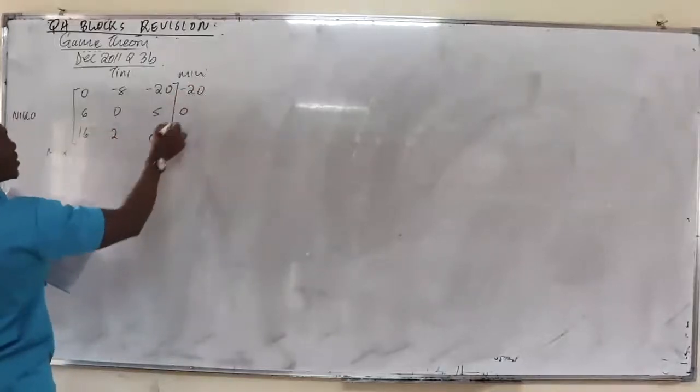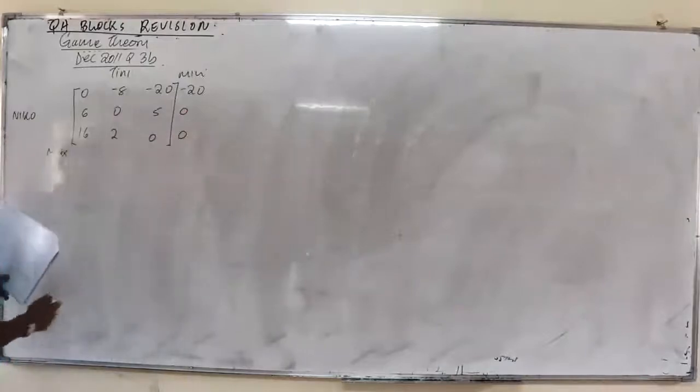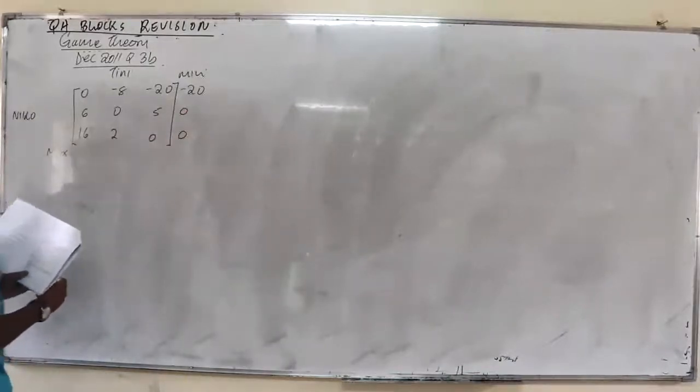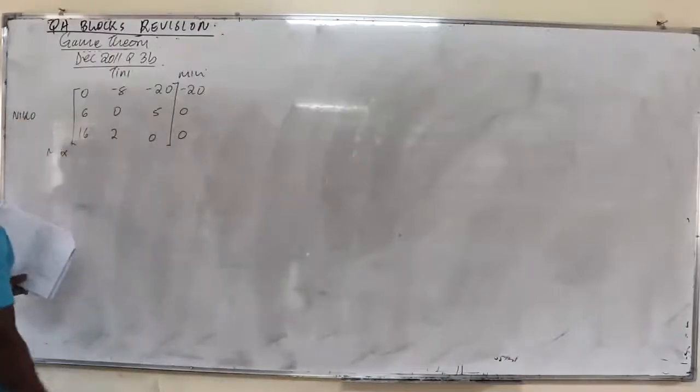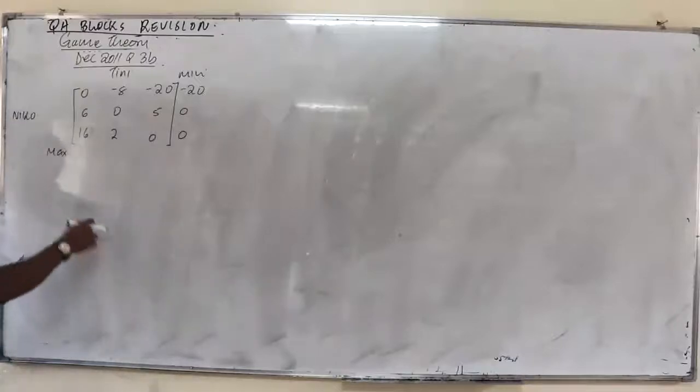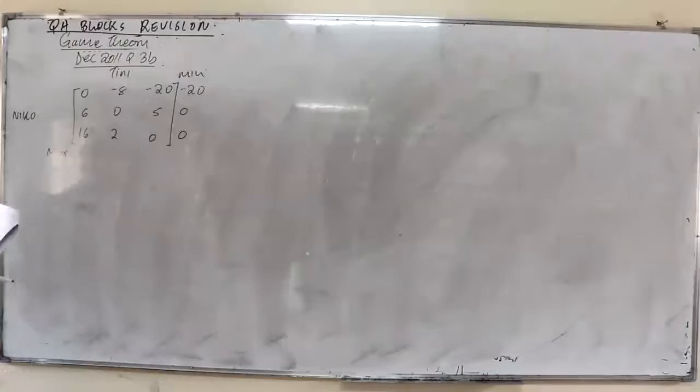-20, here you have 0, here you have 0, and then you take the maximum. And the maximum is 0. You can take any 0. Which 0 is greater than the other? The last one is greater than the other. So let's go to Tini.